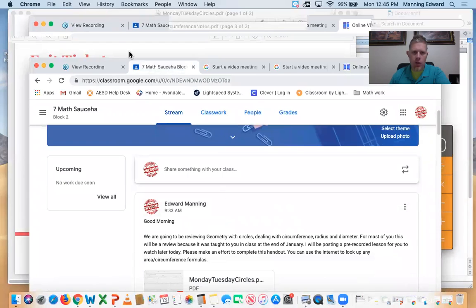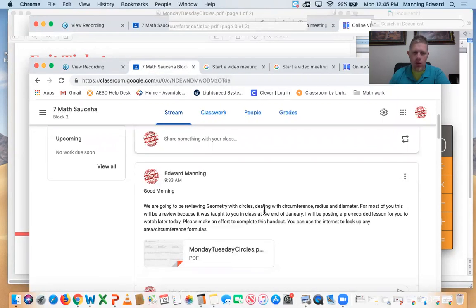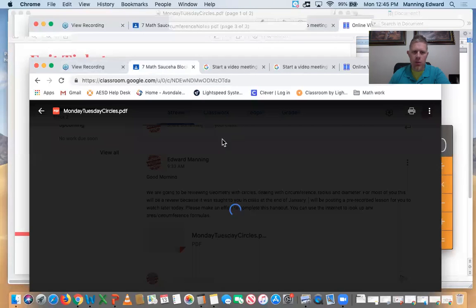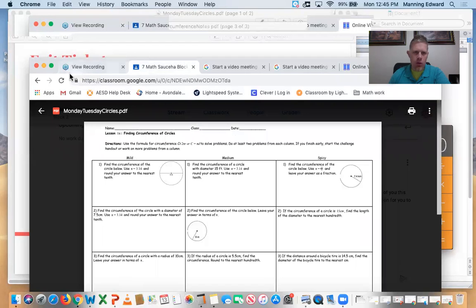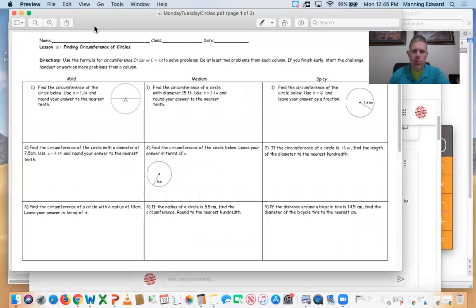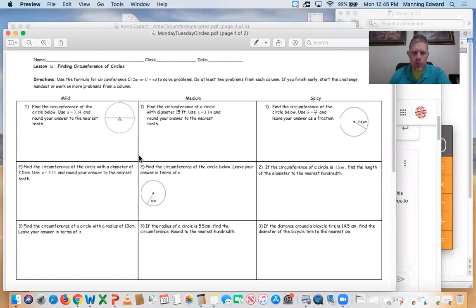If you guys have got on the Google Classroom, you should see the link that I put at 9:30 this morning. This would be what we're doing for today and tomorrow. So you click that and open it up, you'll get something that looks like this. Now I actually have already opened it, so it's a little bigger. And what I want you to do, this is basically for Monday.